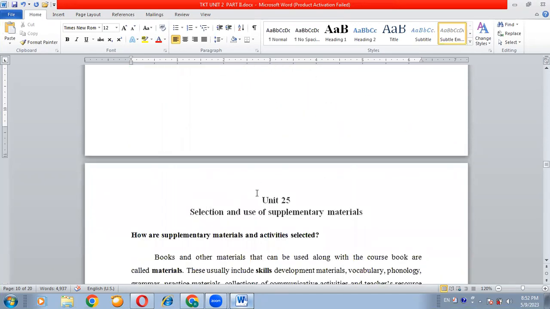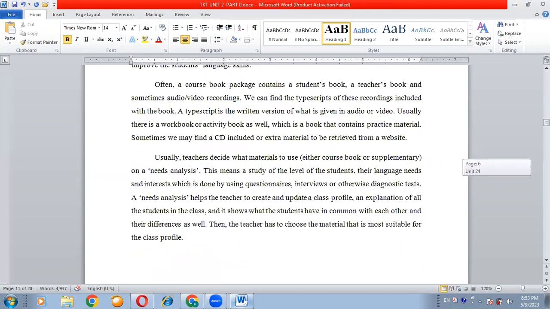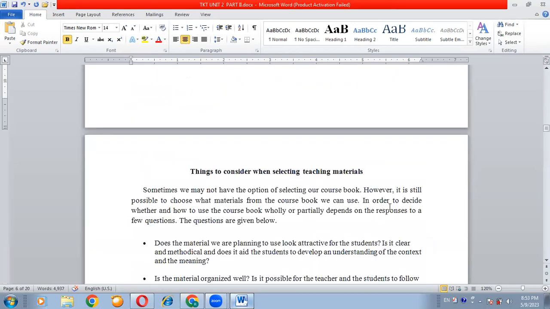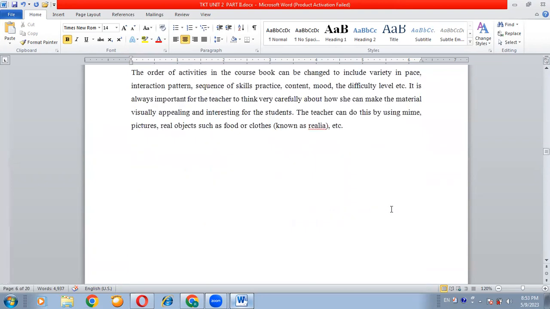Okay, and we are going to unit number 25 today. Selection and use of the supplementary materials. Last week we discussed the use of the book, that means book materials. Today we are going to speak about supplementary materials.